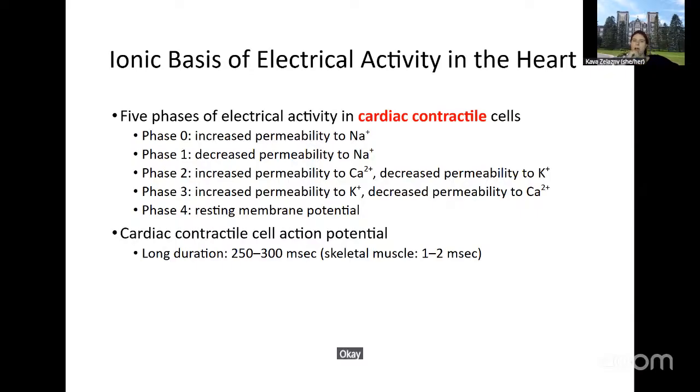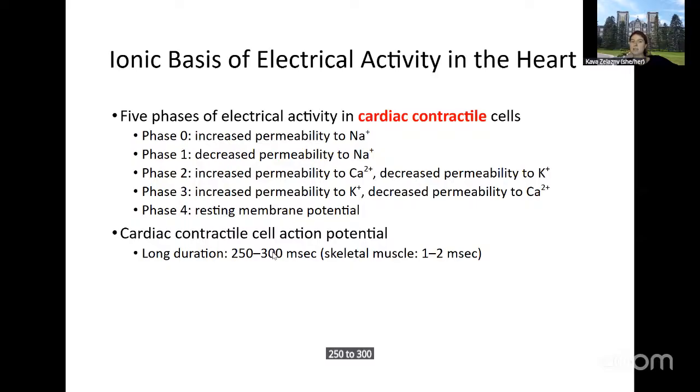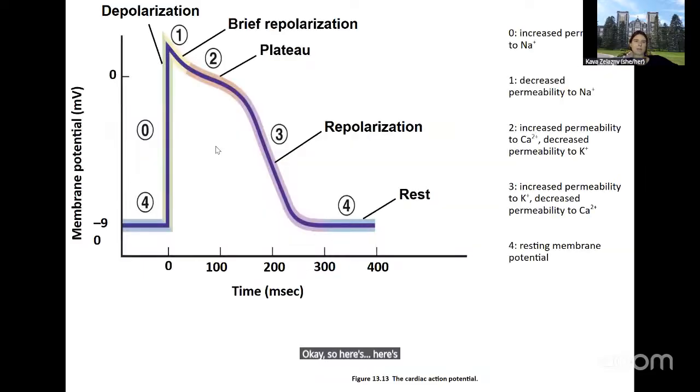Okay. So overall, we're going to see that the action potential of a cardiac contractile cell is a lot different than you usually see in skeletal muscle, a lot longer, right? So it's on the order of 250 to 300 milliseconds compared to skeletal muscle, which is only like 1 to 2 milliseconds. So difference. Okay, so here's the graph that we were talking about.